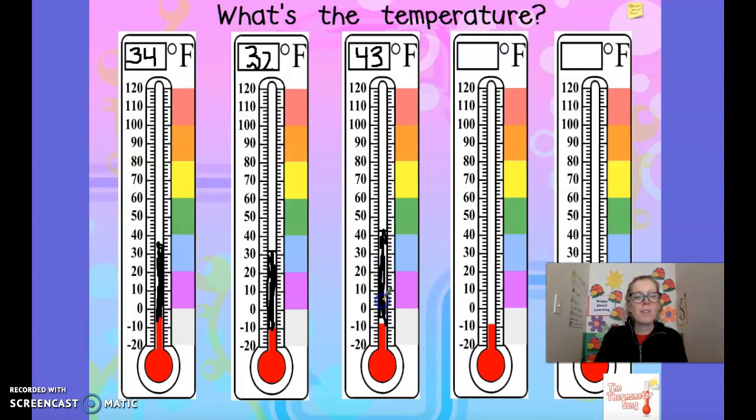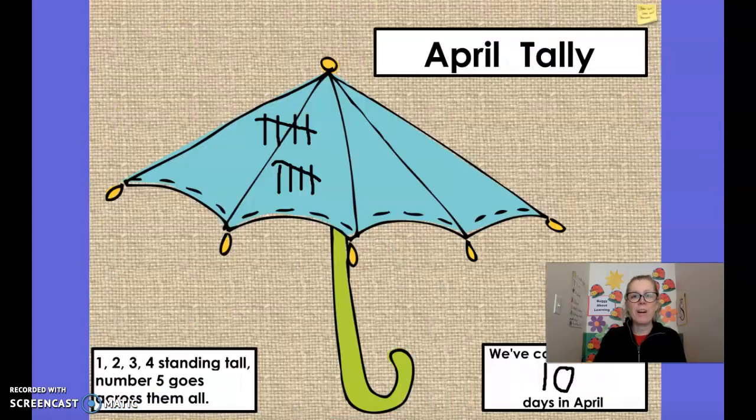Boys and girls, what's happening to the temperature today? Is it going up or going down? It's going up, which is really exciting. I'm glad because I want it to warm up.